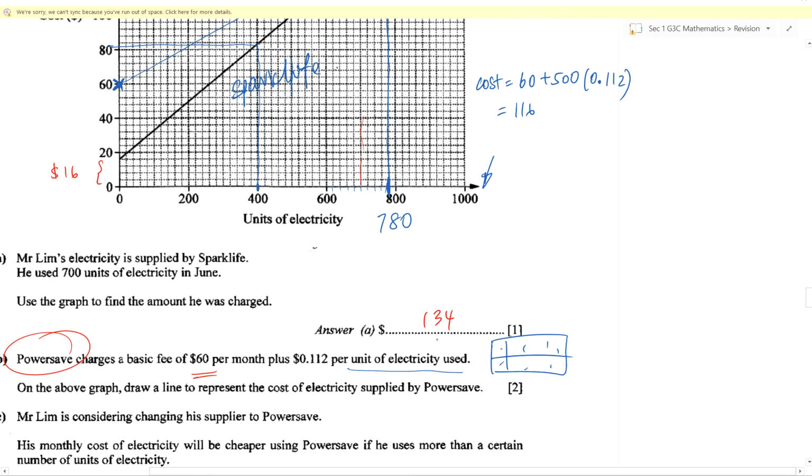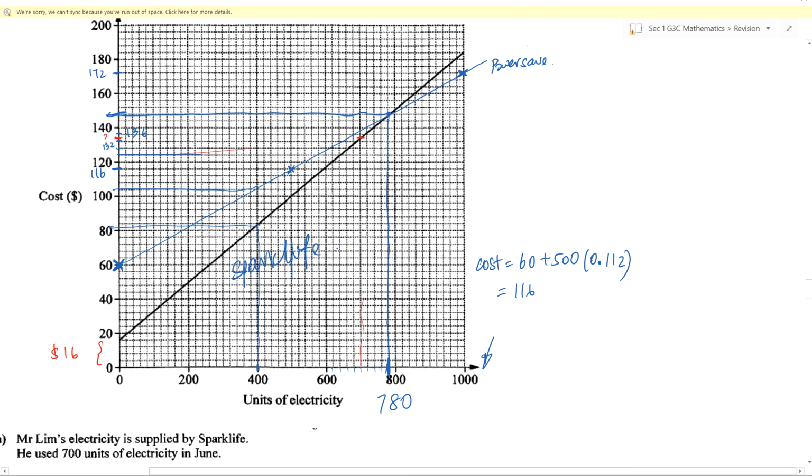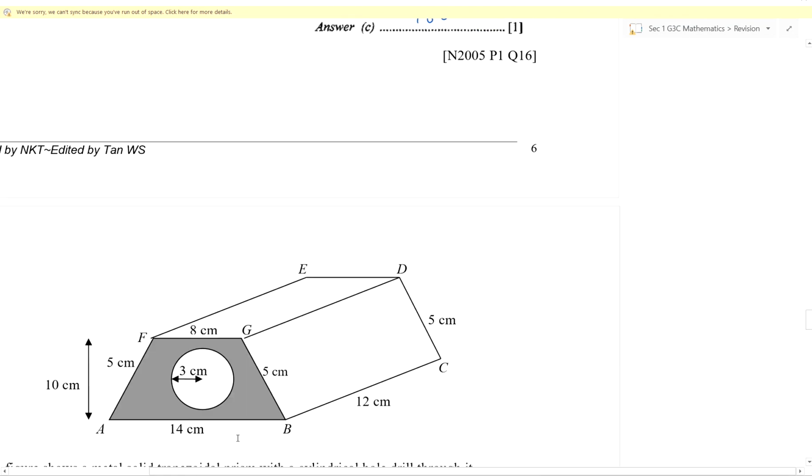It is important that you understand what is happening over here and how we interpret the graph. That is the key skill that we need you to have for our Sec 1 syllabus. Any questions? Okay, next page.